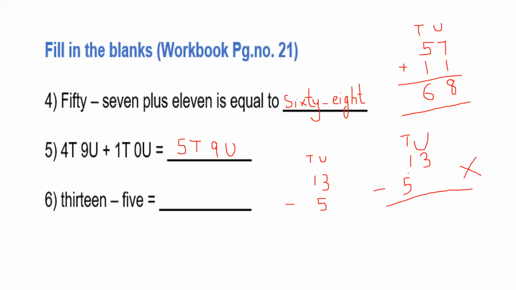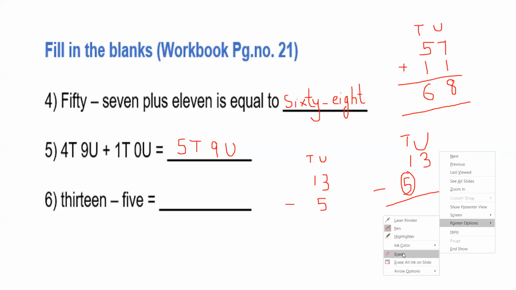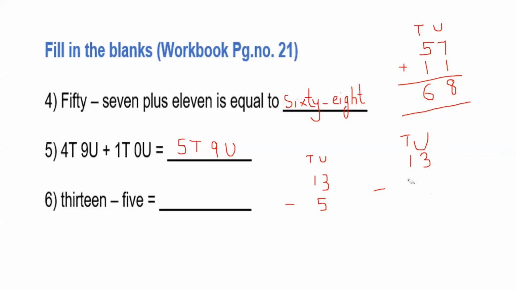Why? Because a single digit number will always come in the units place. I have already told you that a single digit number means units. So don't write like this. Write this one. This is the right thing to write. 5 will come in the units place because 5 is a single digit number. Single digit number means units. Remember this.